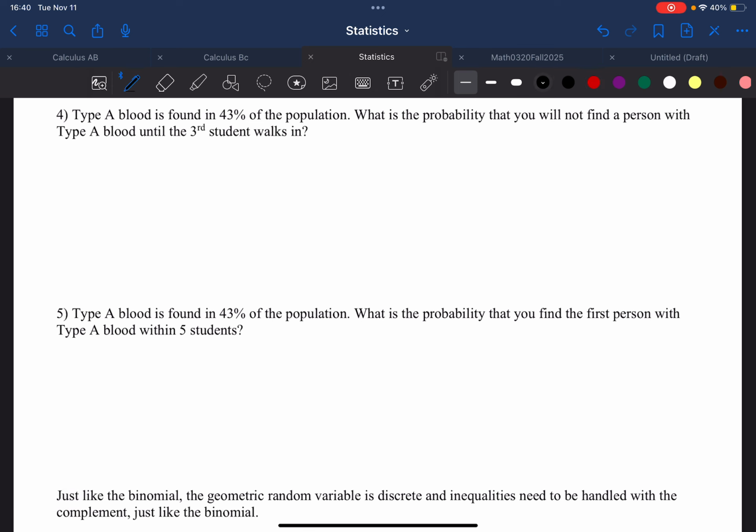So looking at number 4, it says type A blood is found in 43% of the population. What is the probability that you will not find a person with type A blood until the 3rd student walks in? So here we can identify our probability P. P is equal to 0.43. We can also identify that X is equal to 3 because it's saying we're not going to get someone who has type A blood until the 3rd person. So this is the same as saying the probability that X is equal to 3 is, and then we have to find that value.